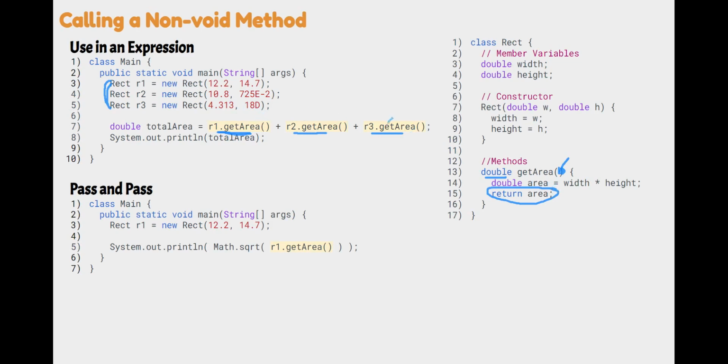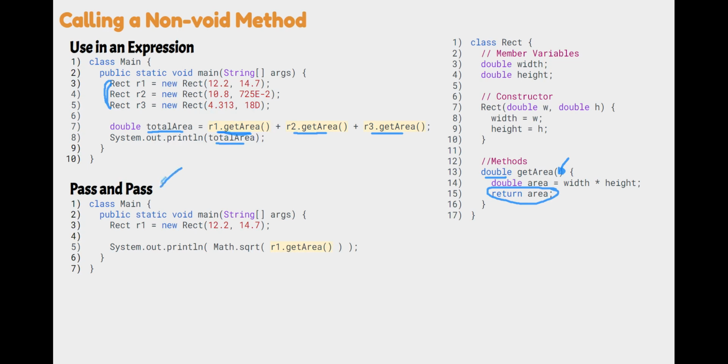And then we will add up those three answers and we will store the answer in total area and then we'll print out total area. So after line 7, we won't have access to any of the individual areas. We would just know the total area because we'd never captured each one individually. We just captured the addition of all three of them. We could always call r1.getArea again anytime that we needed to.